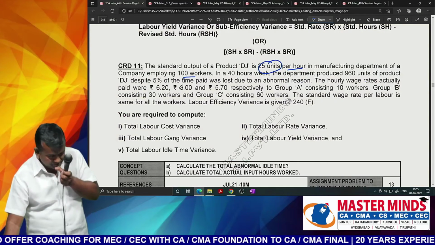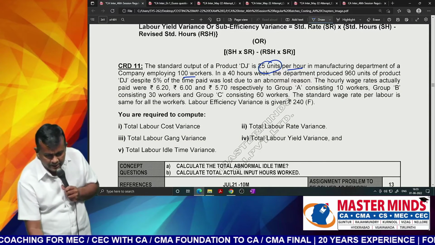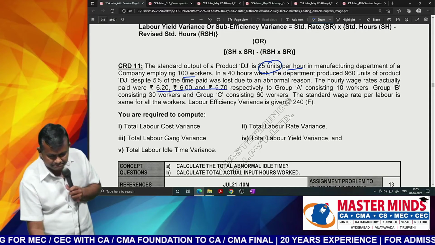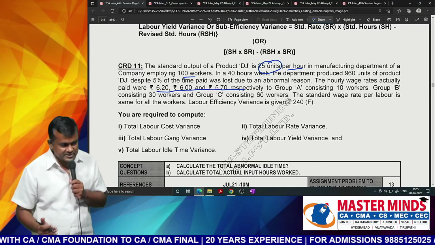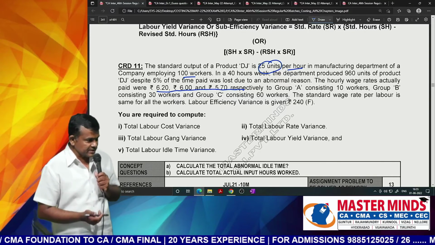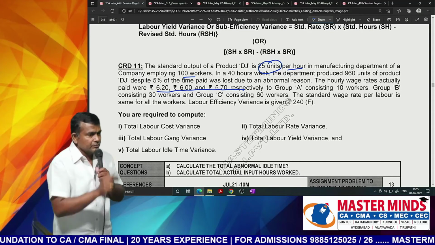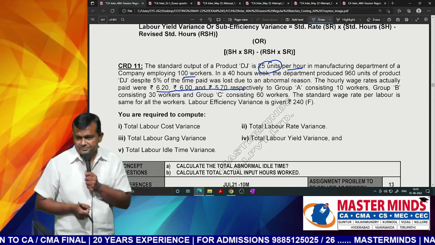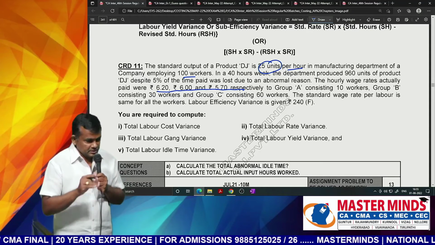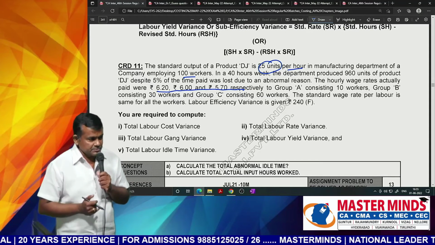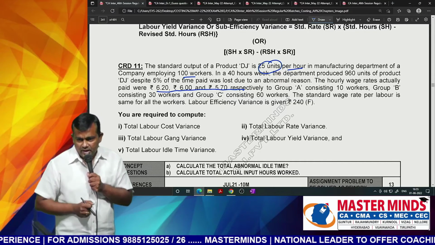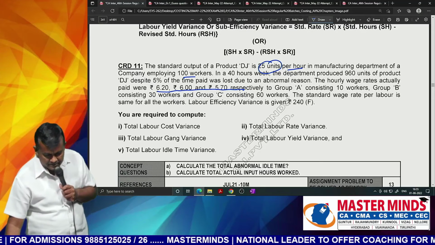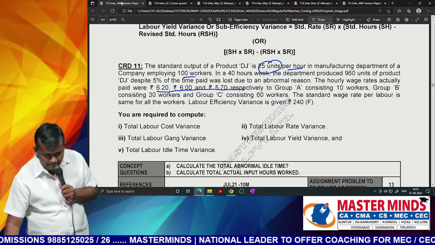Sir, here 3 groups are there, but in the examination only one group. Here group A workers, group B workers, group C workers. In our examination, only one group of workers. Compared to the material problem, the examination problem is very, very simple. Only one category of employees is working in the organization. Okay, right. So this is the problem.